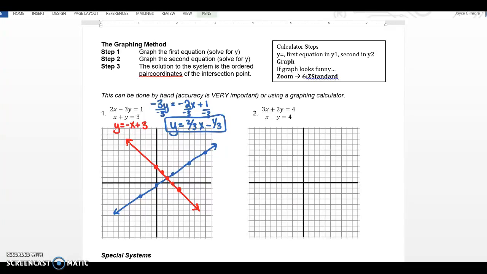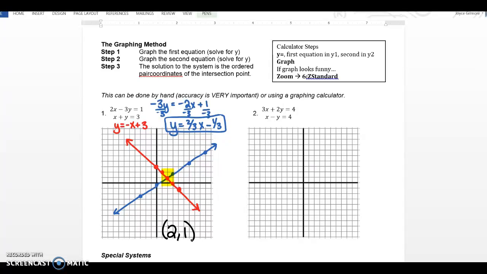Now, the point of the graphing method is not simply to make a beautiful picture, although this is a very beautiful picture. The point of the graphing method is to find the ordered pair where the two graphs meet. So we need to look for that point where those graphs meet. What are the coordinates of that point? 2, 1. It's 2, 1. I promise it's 2, 1.